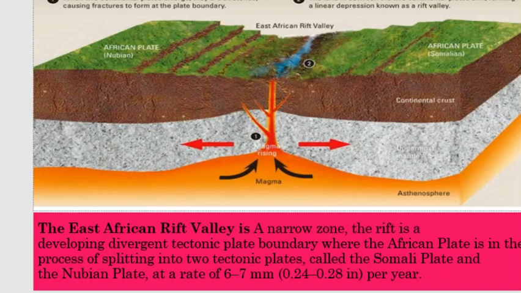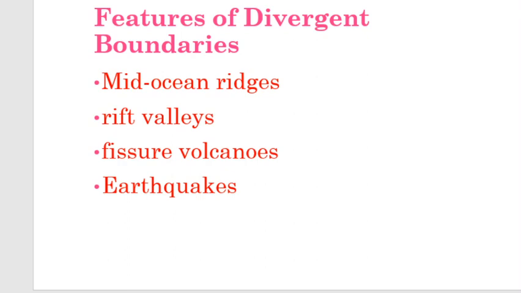So remember the features of divergent boundaries. We have the mid-ocean ridge that is formed when two oceanic plates are diverging. We have the rift valleys when two continental plates are diverging, thus forming fissure volcanoes, and of course, there would be a lot of earthquakes happening in that area.